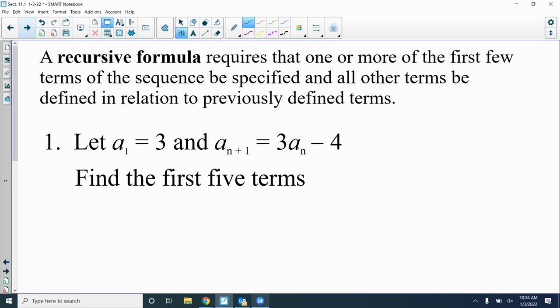Okay. Give everybody a second. You think you got it? Fine. But hold on to it. So the first term is 3. What's the second term?